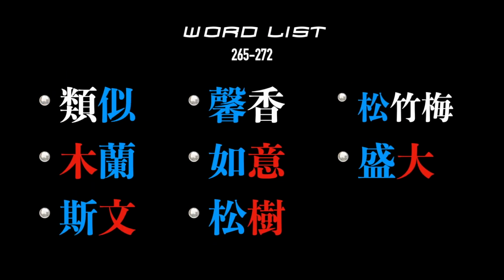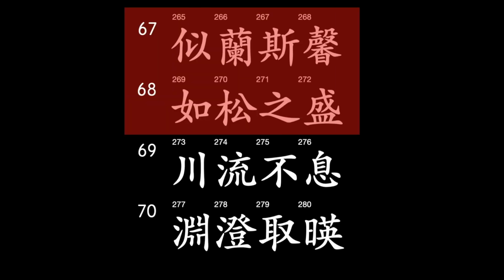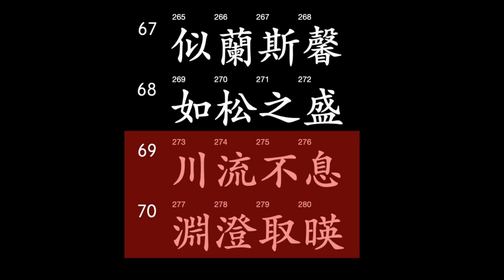Okay, have a look one more time at the word list. Which words do you know or not know? In this lesson, we looked at lines 67 and 68 for characters 265 through 272. In the next lesson, we'll look at lines 69 and 70, which relate to flowing streams and their deep, clear waters.